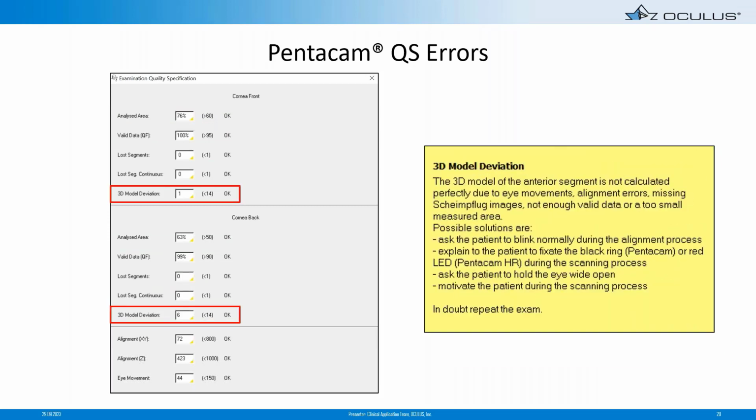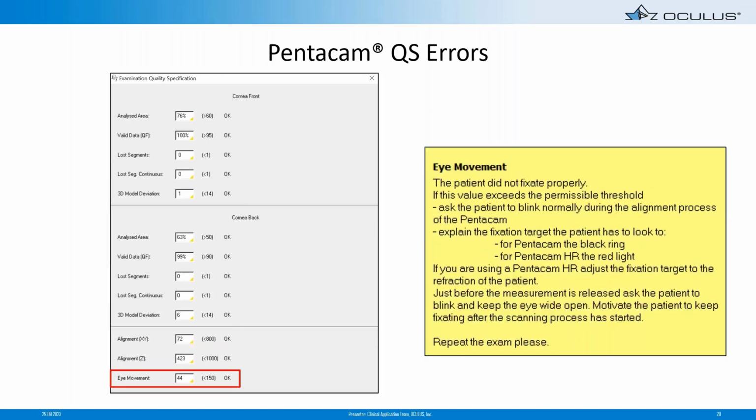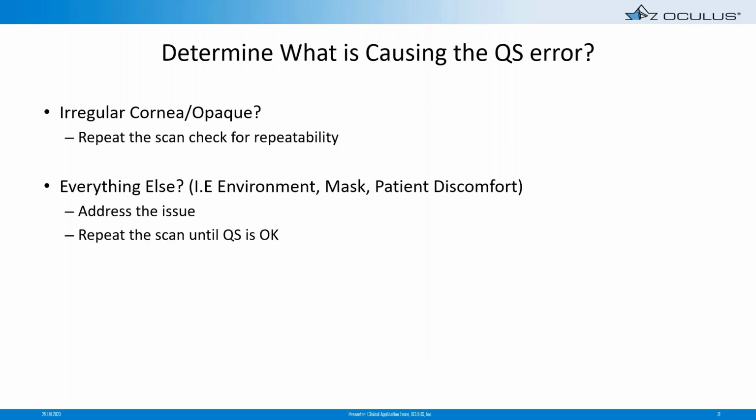So understanding what those errors are is really important with quality specification. I just talked about the fact, what's causing those QS errors? Is it irregular corneas? Are they opaque corneas? Is it everything else? Is it the room environment? Is it mass, patient discomfort, or facial anatomy that's getting in the way of the Scheimpflug images, causing disruption to edge detection? What's causing the QS?